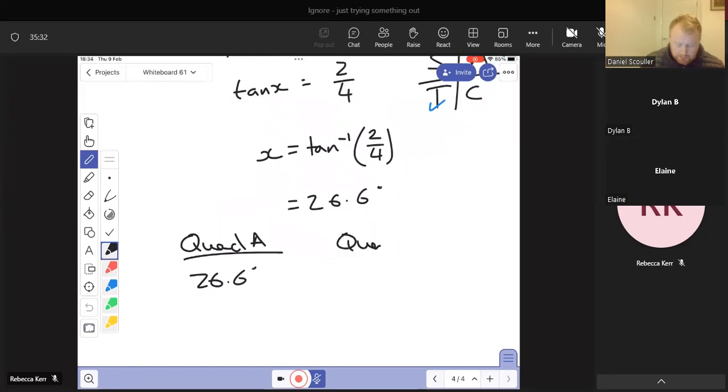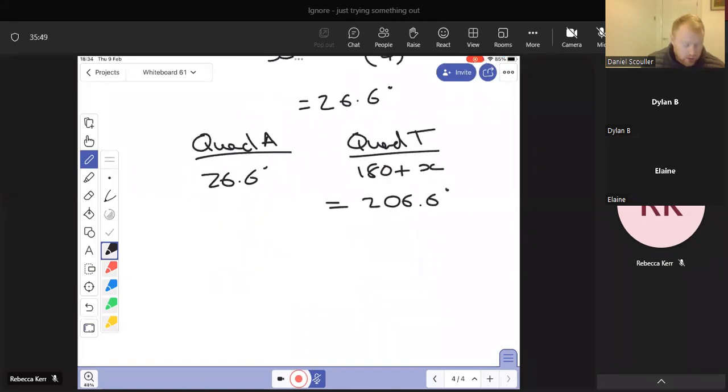Quad T becomes 180 plus our answer, which is 206.6 degrees. And then putting that into coordinate form, well, that's going to be our x, and our y is going to be 3.